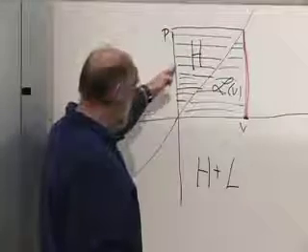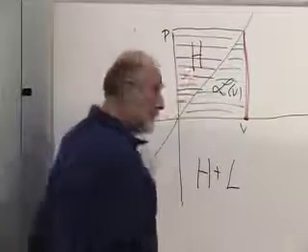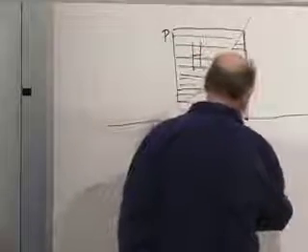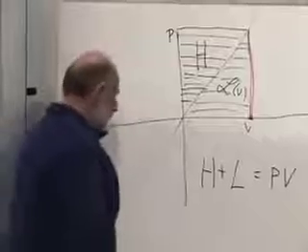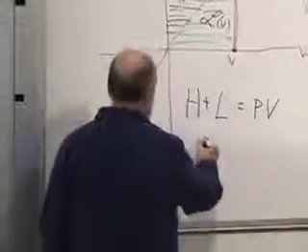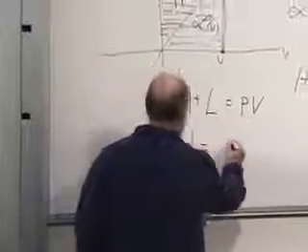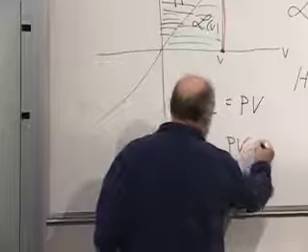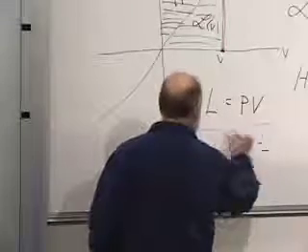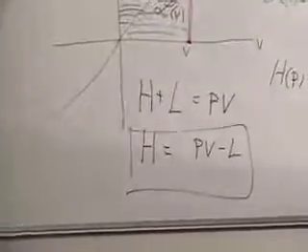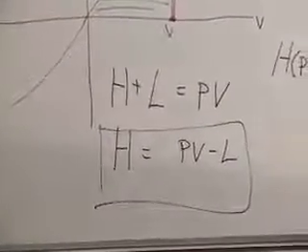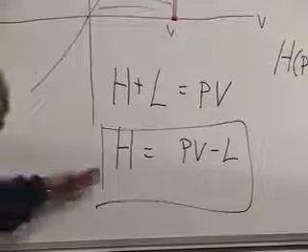What's the area of the rectangle? It's P times V. This is usually written as H is equal to PV minus L. So it's clearly the same thing. For some reason, we tend to think of L first and then try to figure out what H is.